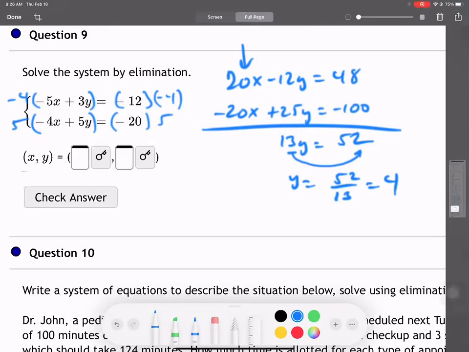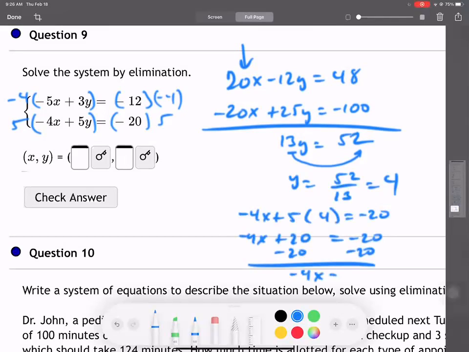Okay, so I solved for my y, and now we have to solve for my x. Let's go ahead and plug it back into one of the easy equations. -4x plus 5 times 4 equals -20. -4x plus 20 equals -20. Minus 20 from both sides. -4x equals -40. If we divide both sides by -4, x is just +10. So x is 10 and y is 4.